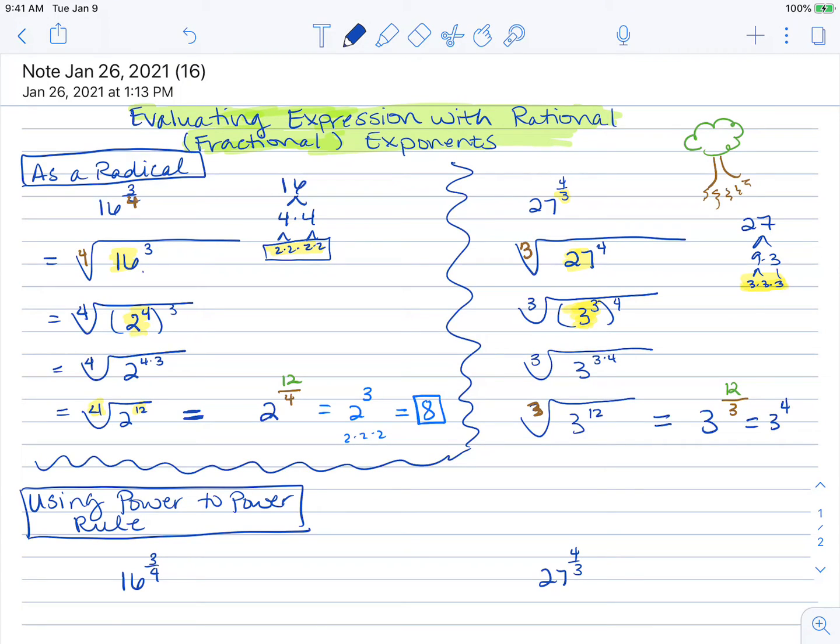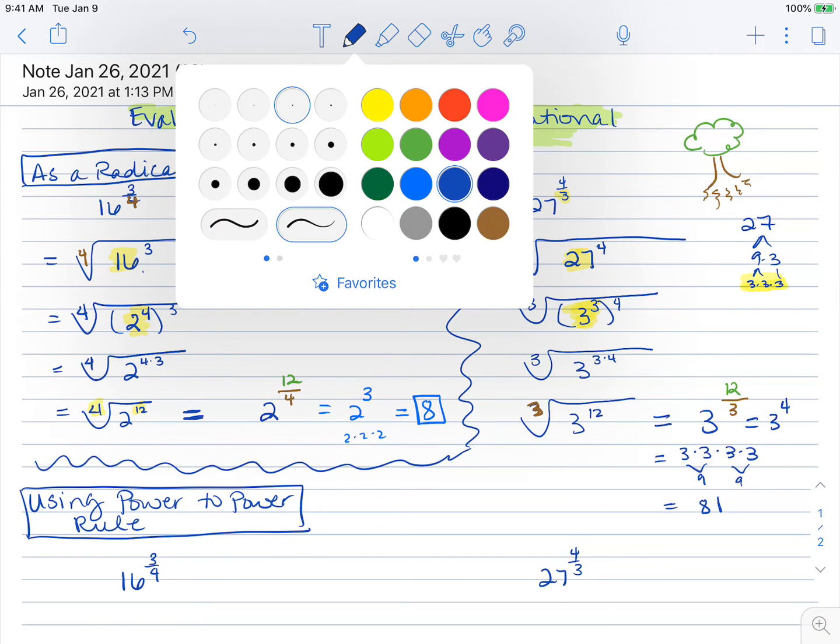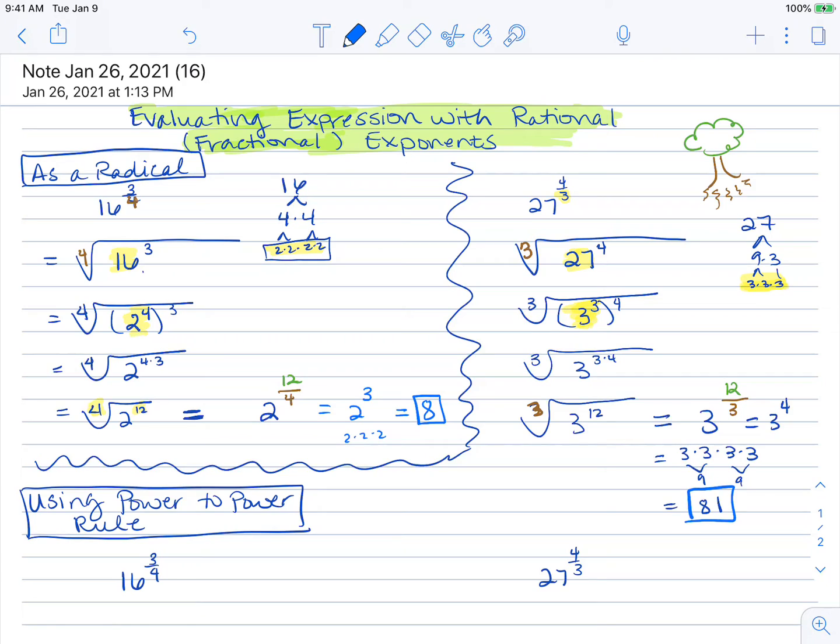3 to the 4th, and that's the same as saying that I have 3 times 3 times 3 times 3, and that's 9, and that's 9, and 9 times 9 is 81. So that's going to give me my answer for that one. So 81. Okay, so that's one way to look at it. And I'll put this little squiggly line so I sort of keep everything a little organized.